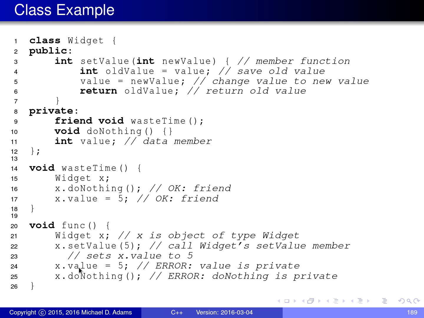But this next line here is problematic. This will cause a compile error because in this case, this function func is trying to access a private data member of the widget class because value is a private member. If you look up above, it appears after this private specifier. So value is private, and this function is not allowed to access this data member. This line of code will produce a compile error. Similarly, on this next line, the function func is not allowed to access or invoke the member function doNothing because doNothing is also a private member of the widget class. So only the widget class itself and friends of the widget class are allowed to invoke or access this function.